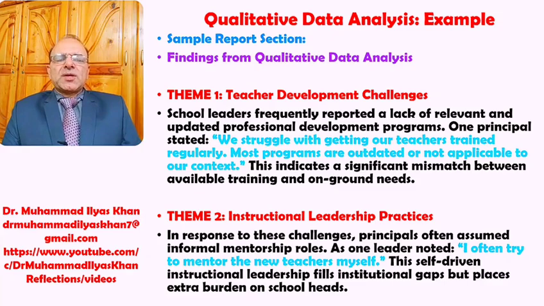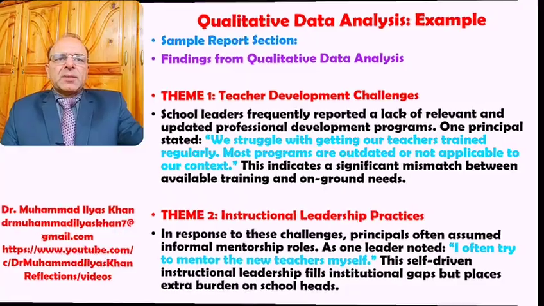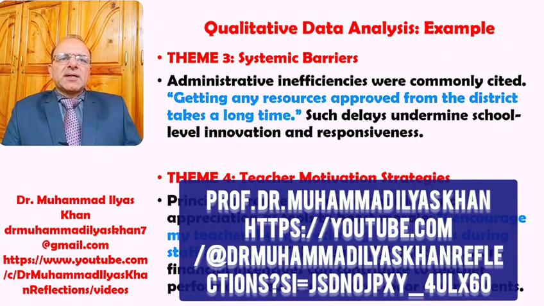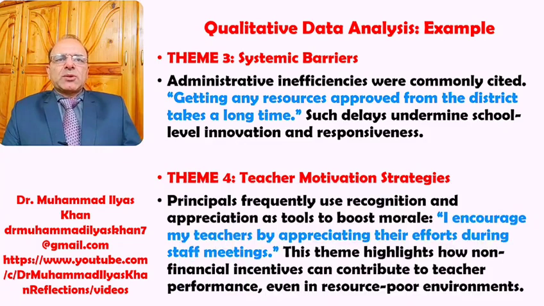Similarly, theme 2, theme 3, theme 4, and 5, and so on. So every theme is first defined, it is described, then it is supported by data from the quotes, and then overall all of these themes are presented in the form of an overall narrative. So here is theme 3, systematic barriers. For example, this theme has been named systematic barriers. Administrative inefficiencies were commonly cited. Now here again there is a code that is supporting this systematic barrier. Such delays undermine school-level innovation and responsiveness.